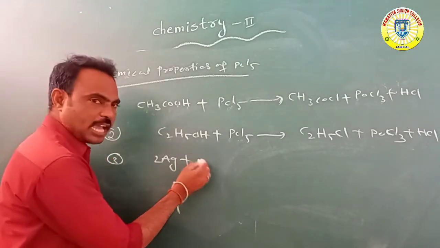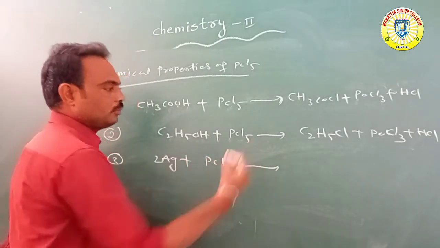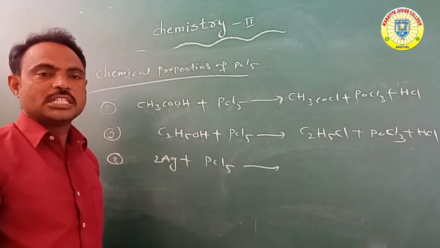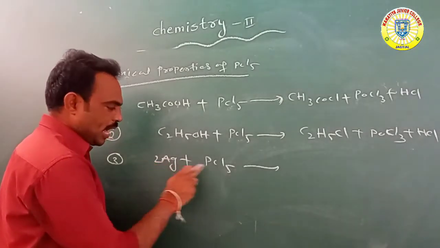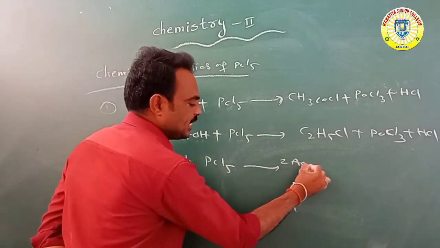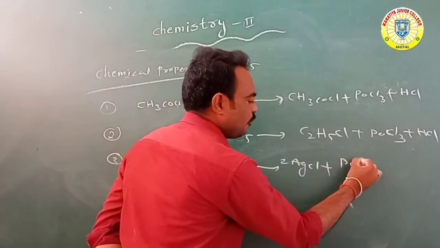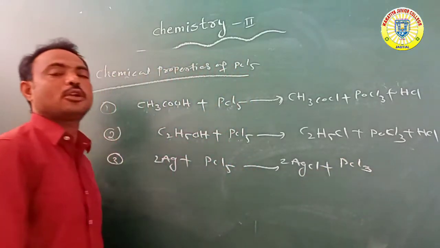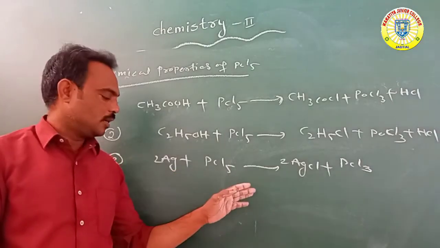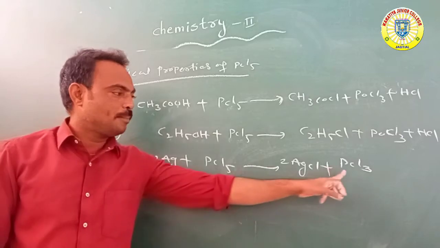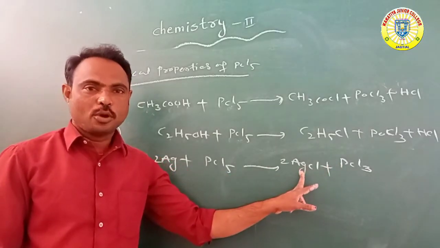So silver reacts with PCl5, phosphorus pentachloride, to form 2AgCl, silver chloride, and PCl3, phosphorus trichloride.